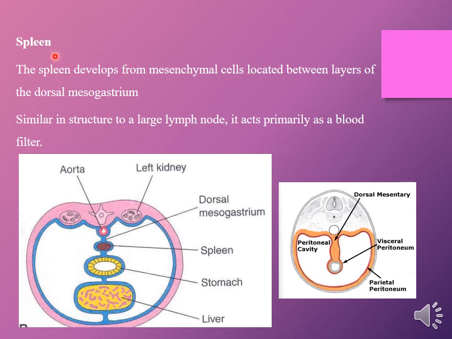Now, the spleen. The spleen is similar in its structure to a large lymph node. It acts as a blood filter. It develops from the mesenchymal cells that are located between the layers of the dorsal mesogastrium. This is the dorsal mesogastrium. Here you can see the developing spleen, stomach, and liver.